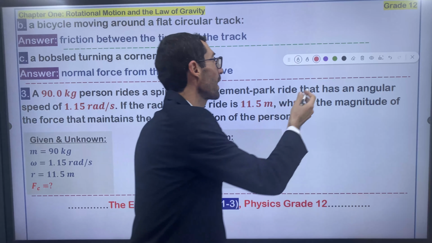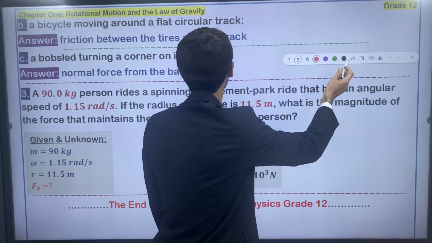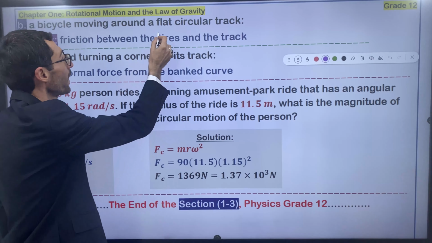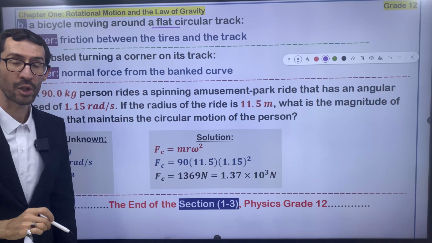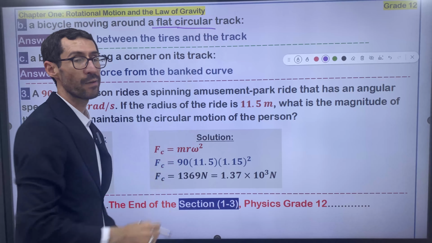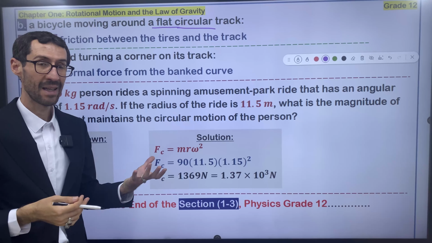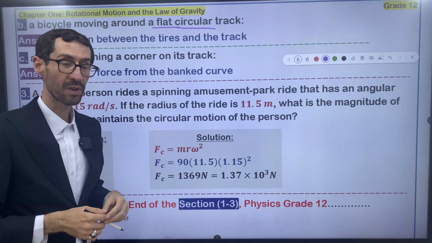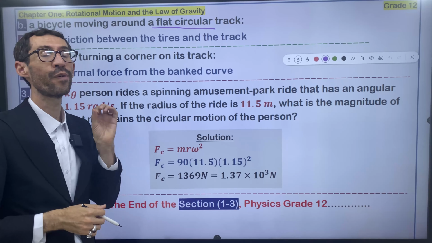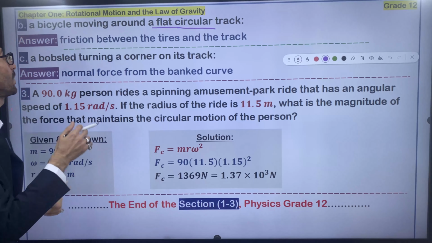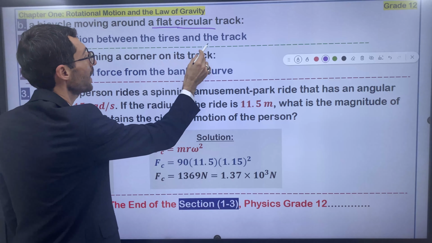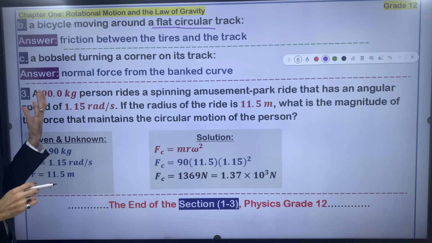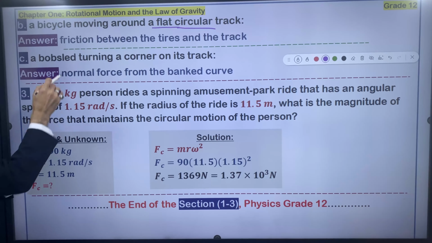Let's say I told you a note. In previous lessons, I said whenever you observe a flat circular track, it means there's an ordinary flat track. There's no sharp turn. That's why only one force is in charge of creating centripetal force, and this force is friction, right? So friction between the tires and the track. That's it. Friction becomes the centripetal force for the bicycle, right?